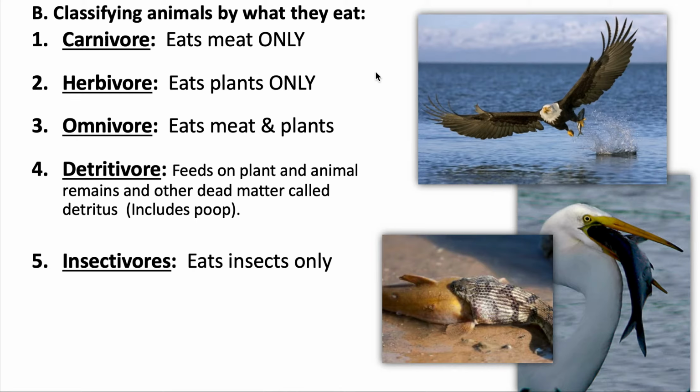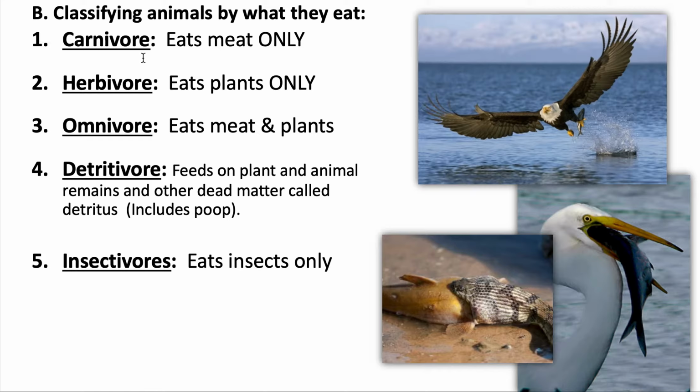So we can classify animals by what they eat. We're going to go over a handful of them. This is not all of them. There are way more out there, but I just figured we'd focus on some of the main ones. So first up is carnivores. Obviously, they're going to be meat eaters. Herbivores eat plants. Omnivores eat meat and plants.